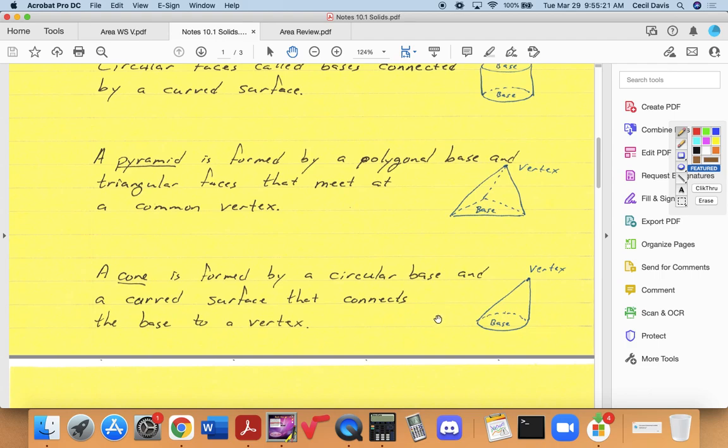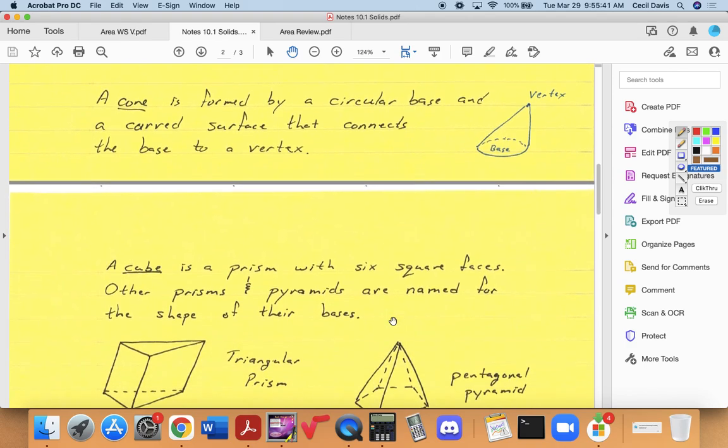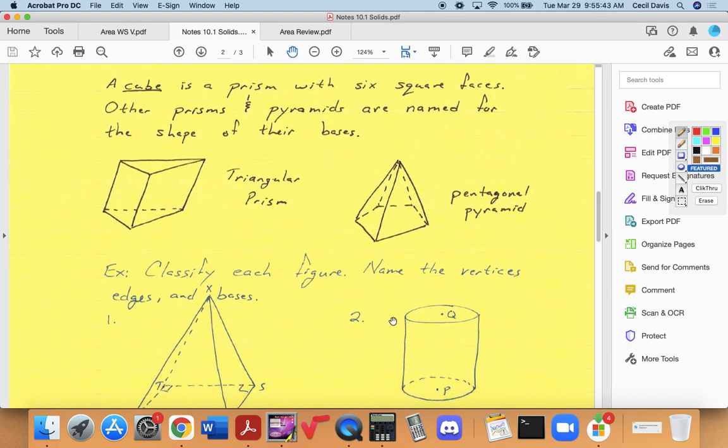Similar to that is a cone. A cone is formed by a circular base and a curved surface that connects the base to this single point up here called the vertex. Okay, so those are the four basic shapes that we're going to be looking at throughout this unit. Let's go on to page 2.